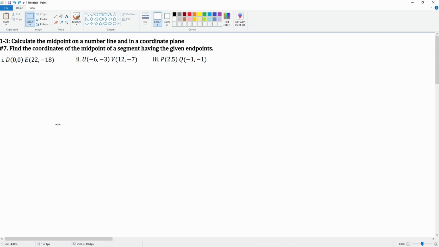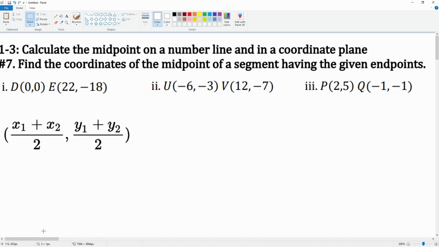So the midpoint can be defined by this formula here, which is just the average. So all you have to do is use this formula. So let's just label some stuff here so we can take a look.